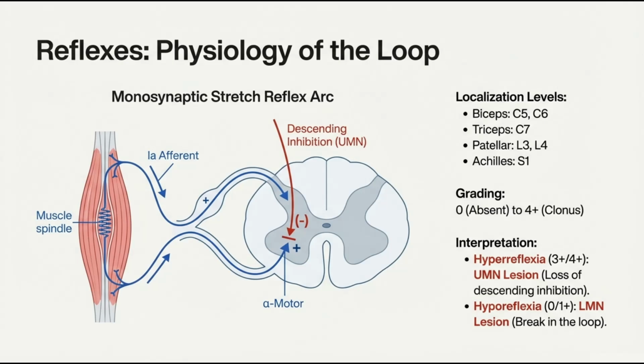But the brain is always modifying it. Correct. The UMN from the cortex is constantly dampening it. So we grade reflexes on a scale, usually from 0 to 4+. And 2+ is normal. 0 is absent. That means the loop itself is broken somewhere. That's an LMN lesion. And 4+ is clonus.